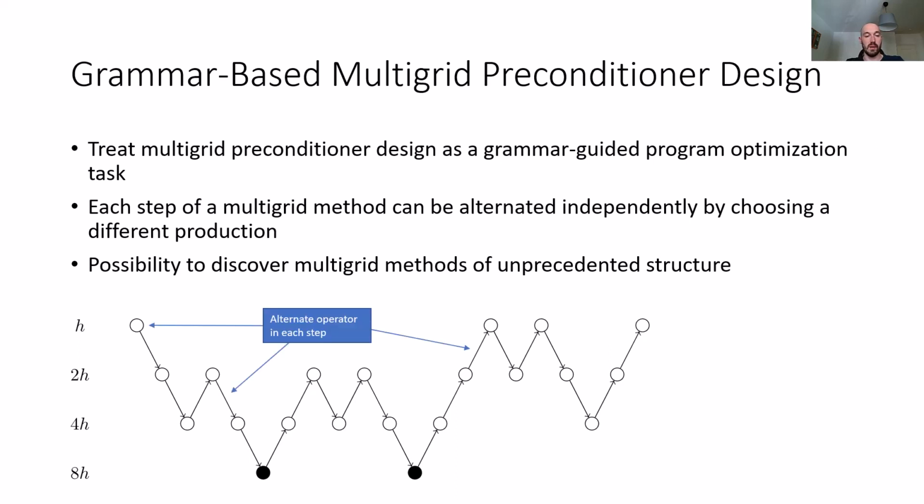Furthermore, using different productions, we can alter the operator in each step. We can choose a different smoothing operator in each step. We can choose a different restriction and prolongation operator in each step. So this basically gives us unlimited flexibility in multigrid solver design.